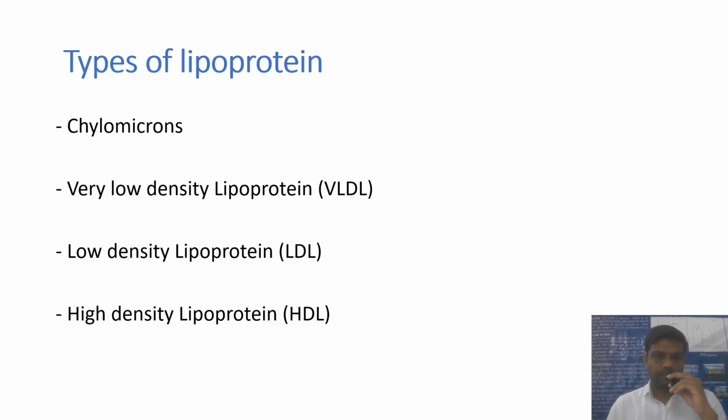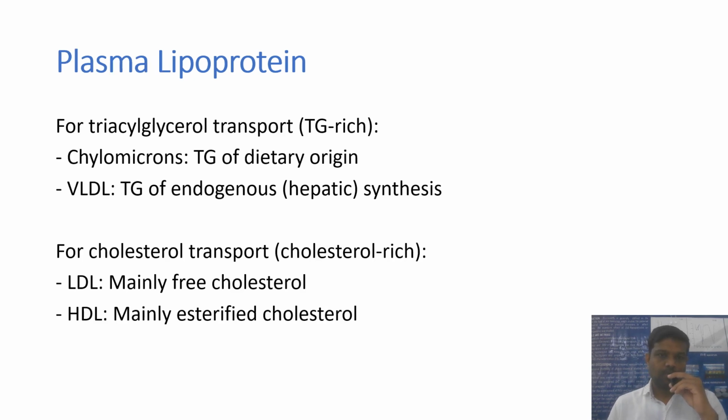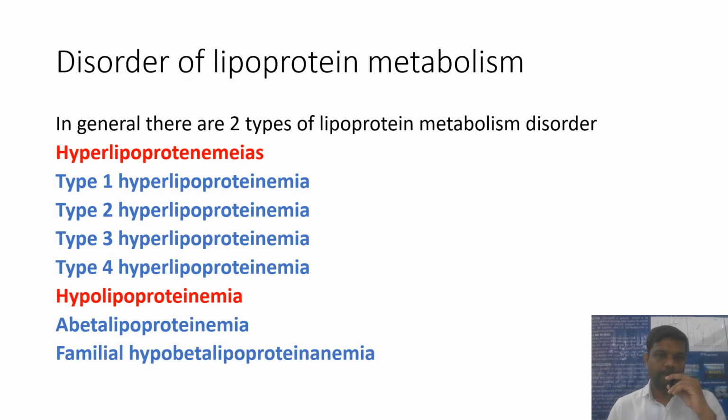density lipoprotein. The plasma lipoproteins are nothing but the triacylglycerol transporters. It may be chylomicron, triglyceride of dietary origin, VLDL, triglycerol of endogenous synthesis. For cholesterol transport, cholesterol rich LDL or HDL. The LDL mainly free cholesterol, the HDL mainly esterified cholesterol.